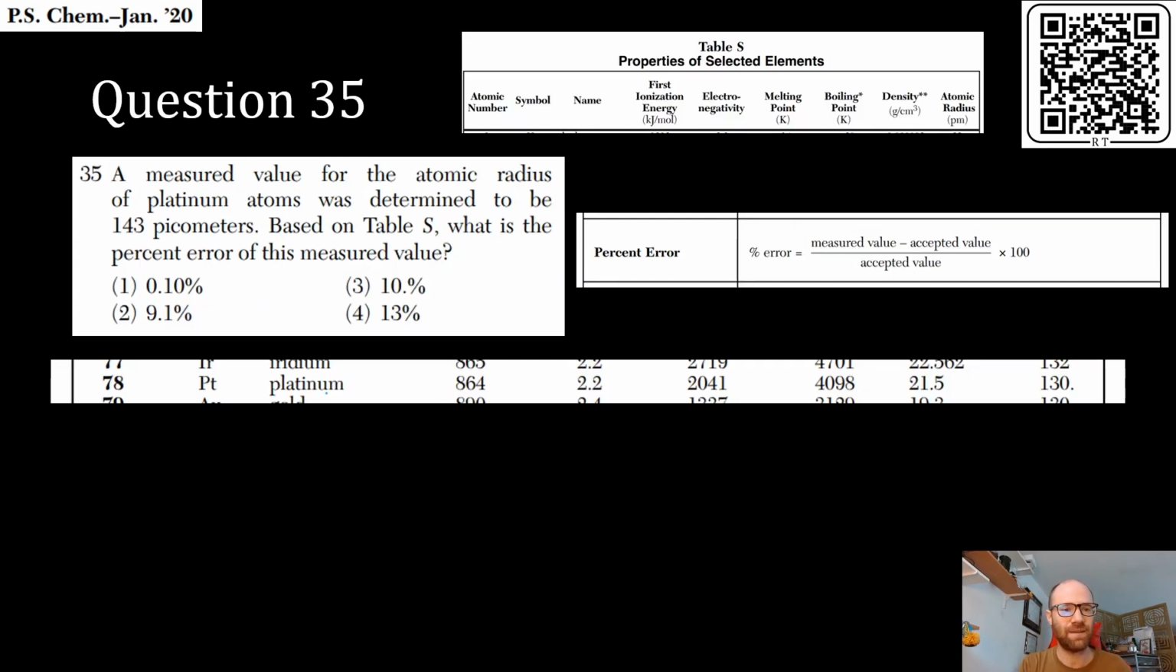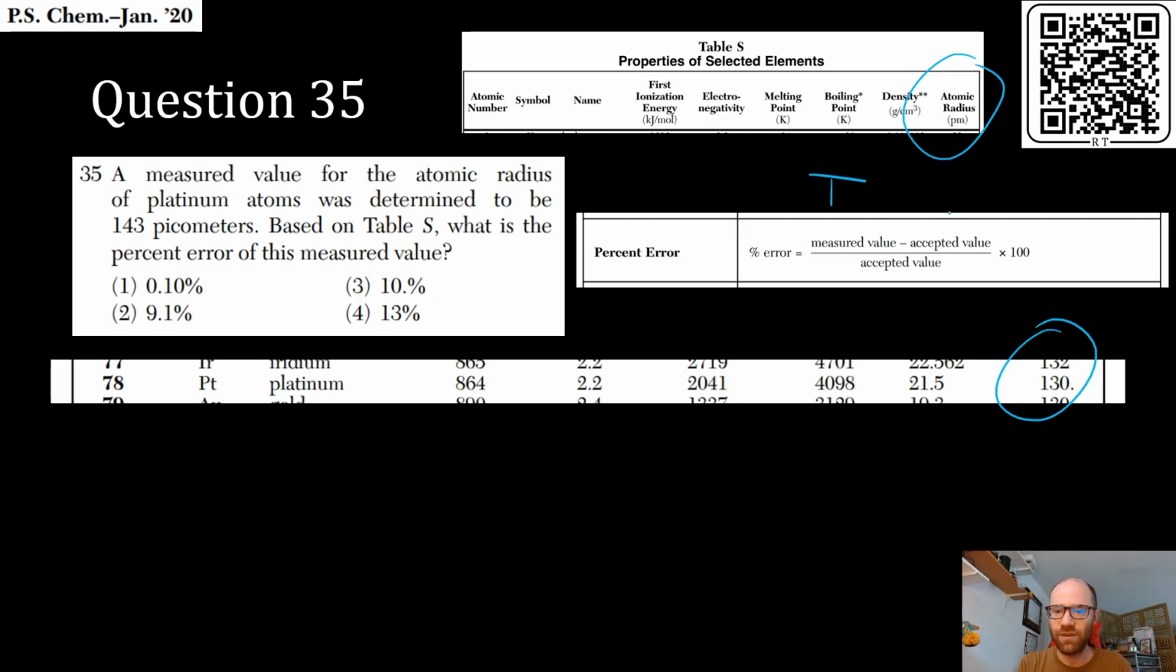Measured value for the atomic radius of platinum. So I went straight to table S and copied it. Atomic radius is found in the last column. So we're going to use 130 picometers as the accepted value. We want to calculate the percent error. Here's the formula found on table T.